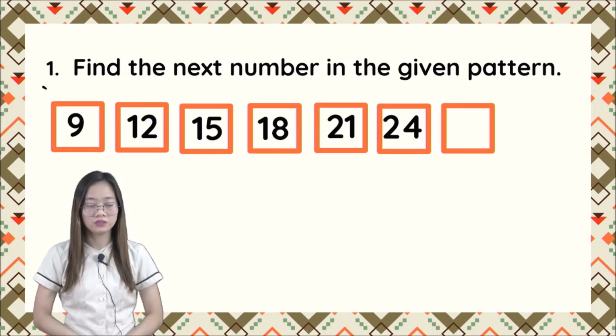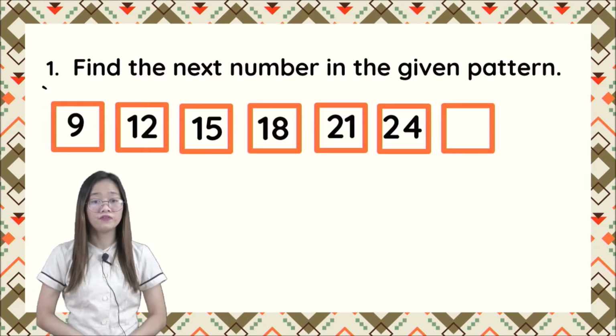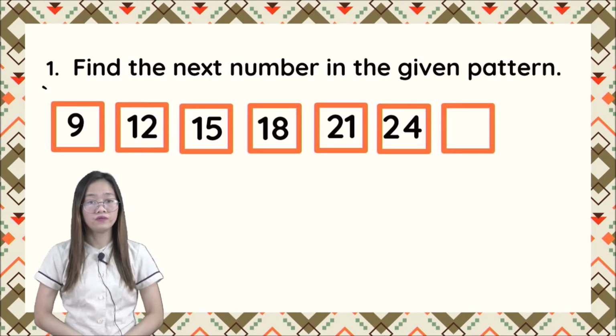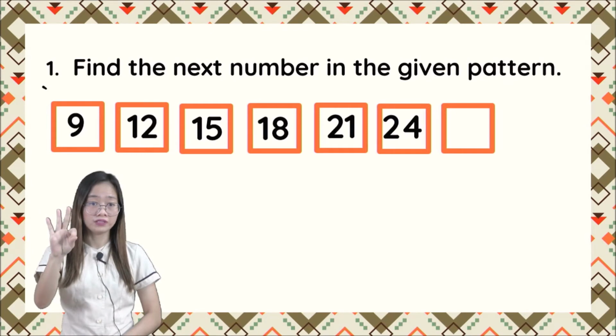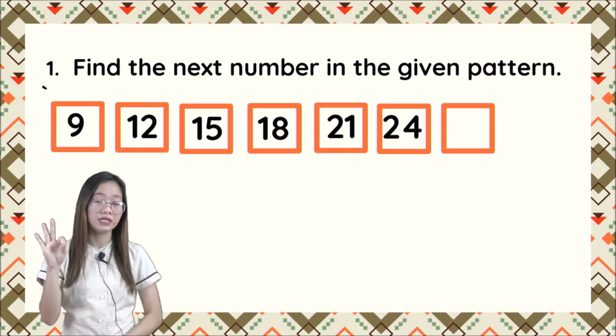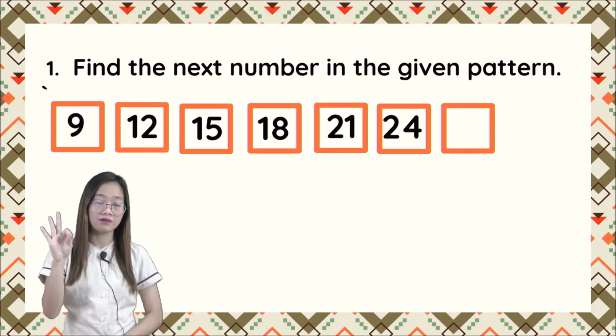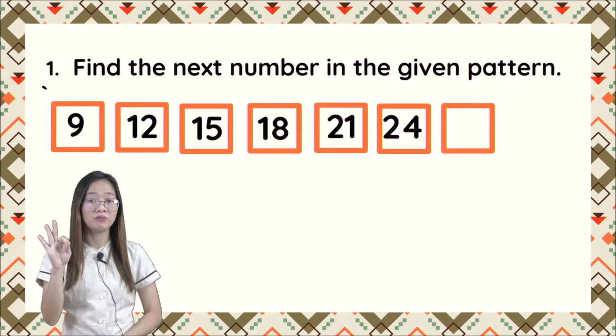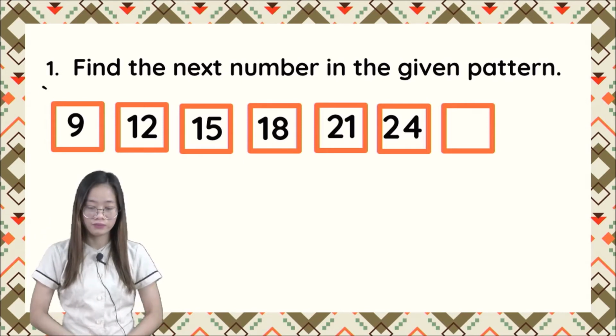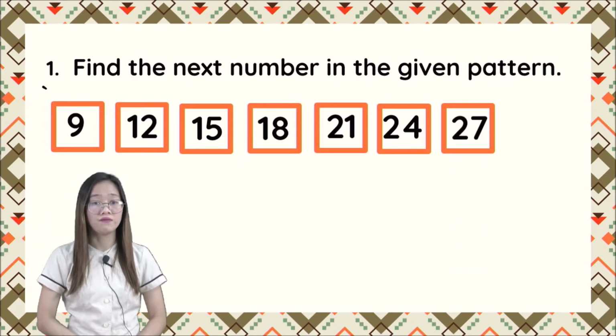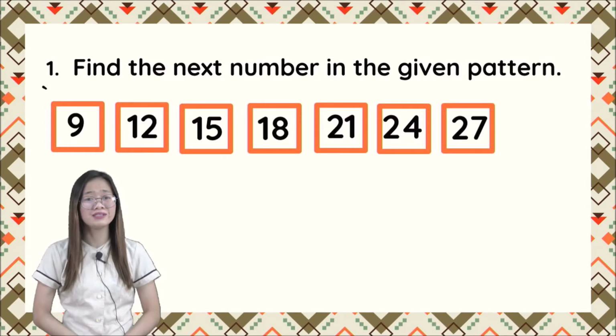Kindly look at this one. 9, 12, 15, 18, 21, 24. As you can see, the difference is 3. 9, 10, 11, 12. Is that correct? Yes, 3. Now, the last number that we have is 24. Now, you need to add 3. 24, 25, 26, 27. So the answer that we gave a while ago is correct. The missing number here is 27. Do you understand, kids?